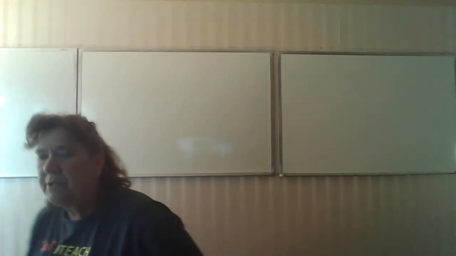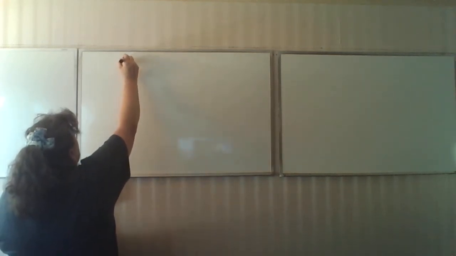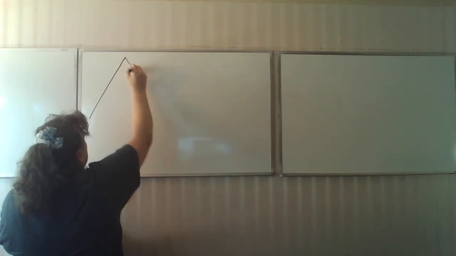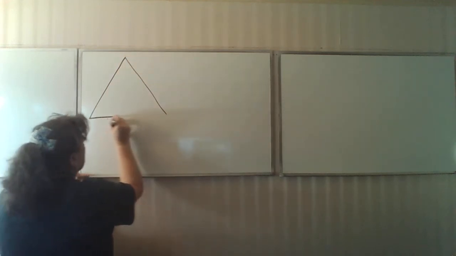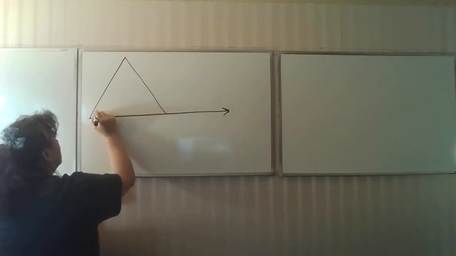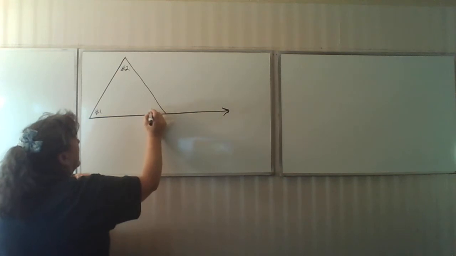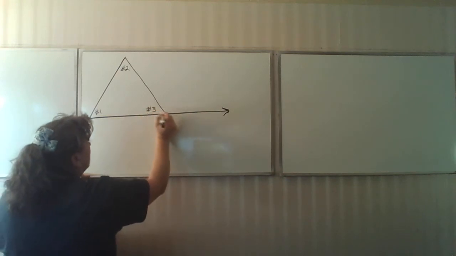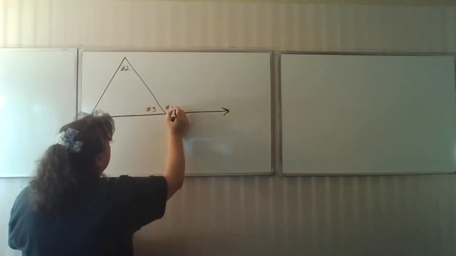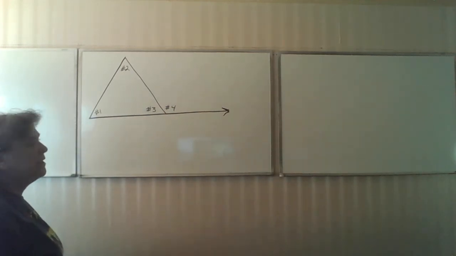Okay, now we're going to look at relationships within a triangle. Okay, so let's draw us a good triangle here. And we're going to name this angle 1, angle 2, angle 3, and angle 4. Okay? So there's the names of our angles.